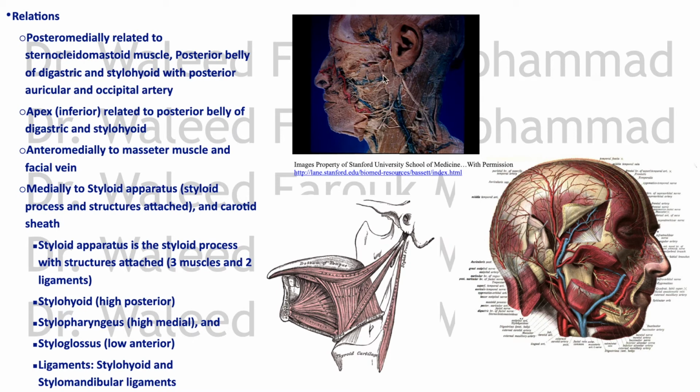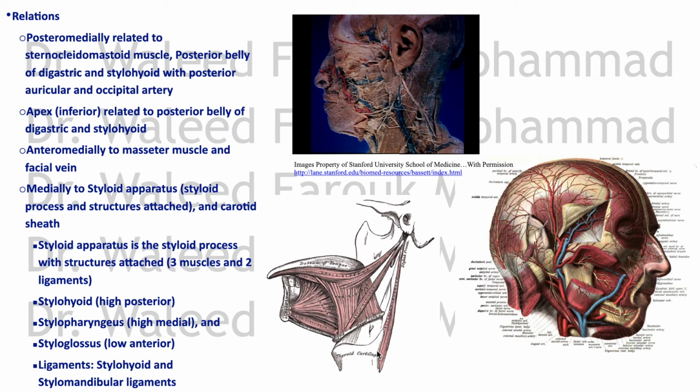Medial, in the middle, I mean, is the styloid apparatus, which is the styloid process with the 3 muscles and 2 ligaments attached. Remember the styloid process? The styloglossus that takes from the front of the styloid process, front down. The stylohyoid muscle that takes high up from the back of the styloid and descends to the lesser cornu of the hyoid. And the stylopharyngeus that takes high up on the medial surface and descends to the pharynx, right?